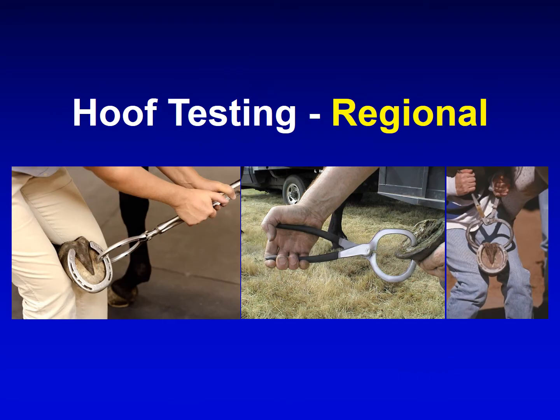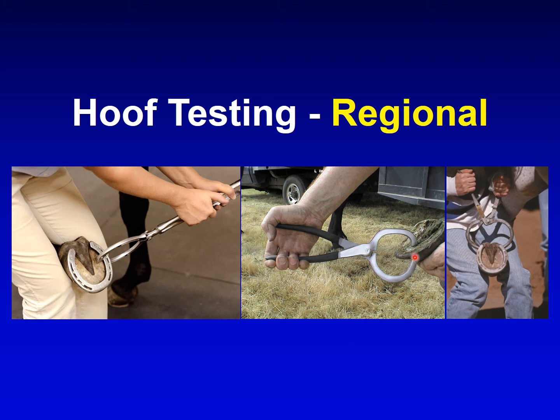This is another picture showing testing of different regions of the hoof. So here the pressure is basically on the quarters and on the sole. Here it's on the toe. Here or on the heels, and so on and so forth. So the hoof testing must be done systematically and regionally, so you understand which region or which structure is underneath the area that you are pressing.